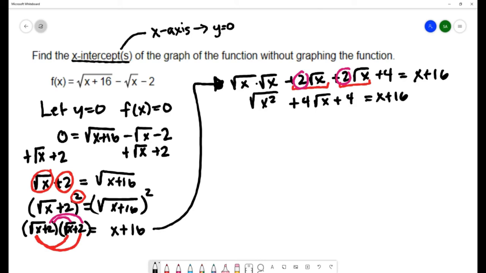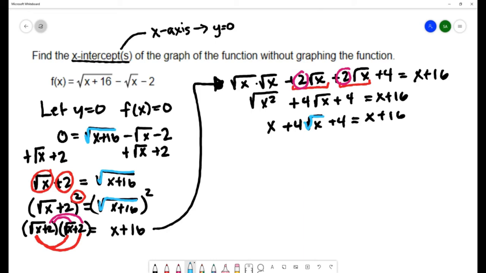On the left, we still have square root of x squared. We can simplify that to be x. The rest I'm just copying down. So I was able to get rid of this radical up here by squaring both sides. However, there's still a radical in my equation.